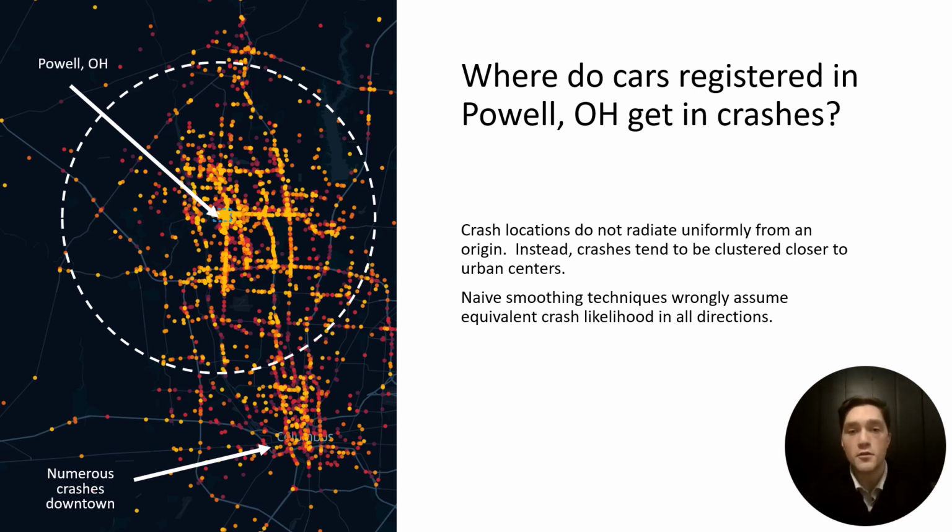They wrongly assume equivalent crash likelihood in all directions, right? So you don't just want to take a given hexagon and assume that the risk of a crash in this hexagon is very similar to this hexagon. You have to look at multiple factors here going towards the urban areas.